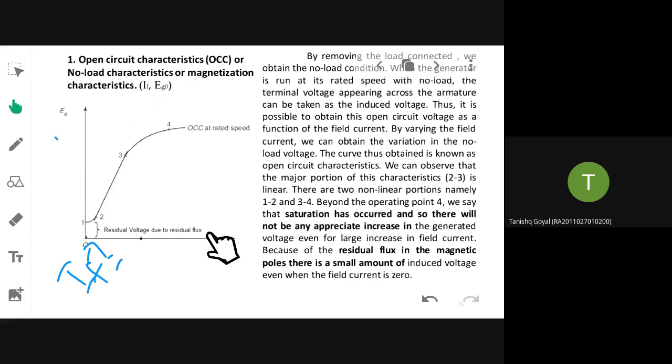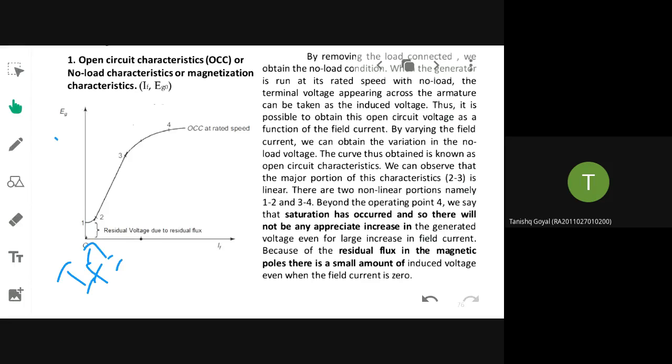So what is the residual magnetism property? Even if you remove the H, there will still be some small amount of flux density present. That property is called residual magnetism, because of which a small amount of EMF will be induced in the system. That EMF is called residual EMF or residual voltage. At that point, IF is equal to 0.